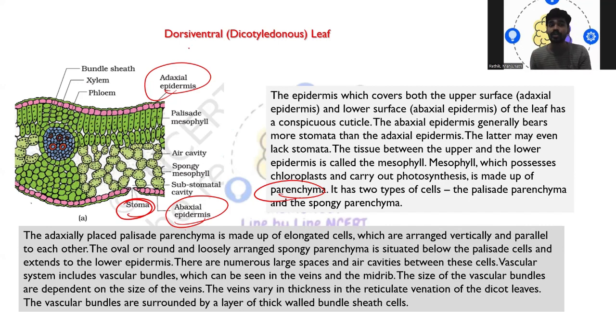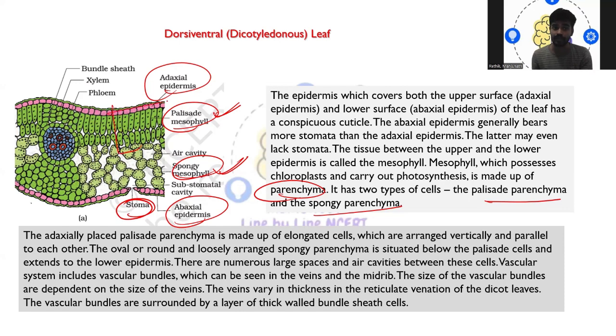So one is the palisade mesophyll and the other is the spongy mesophyll. These are the two things. Since the mesophyll is made up of parenchyma cells, I can call it palisade parenchyma and spongy parenchyma. Don't get confused with this. Coming to the adaxial epidermis, below the adaxial epidermis we have the palisade mesophyll or palisade parenchyma.